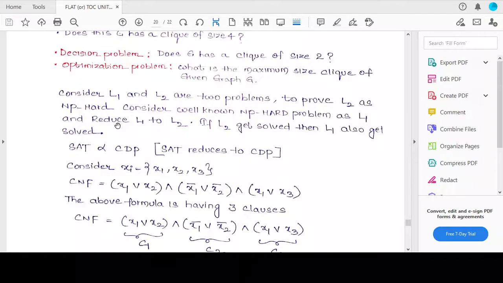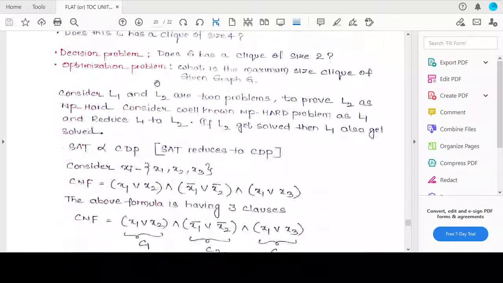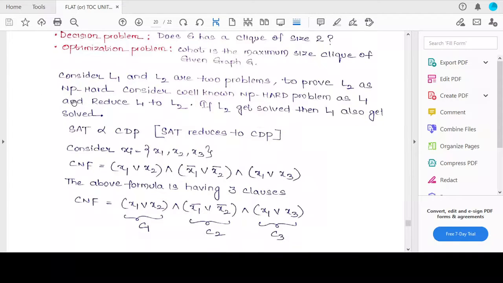Okay. Now, here the objective is to prove that the clique decision problem is NP hard. So how do we prove this? To prove this, what we have to do is consider a base problem which is already proved to be NP hard. Which problem is already proved as NP hard? Already I mentioned the satisfiability problem is a well-known NP hard problem. So we could use that particular problem to prove that the clique decision problem is also NP hard.